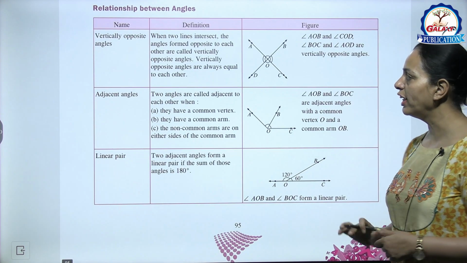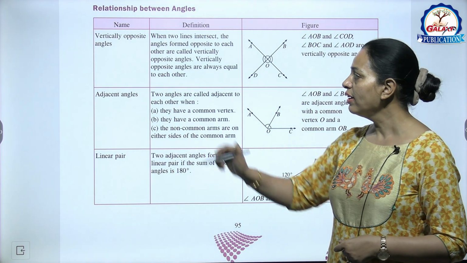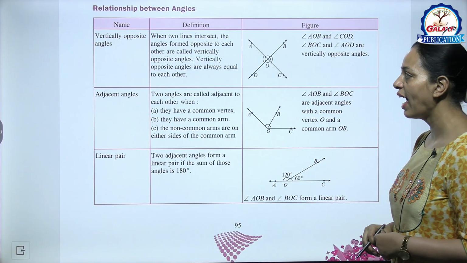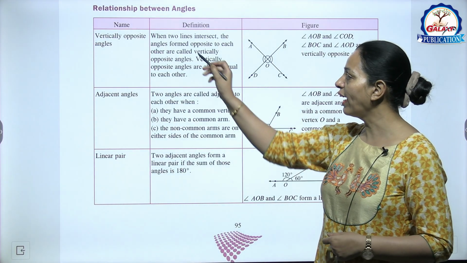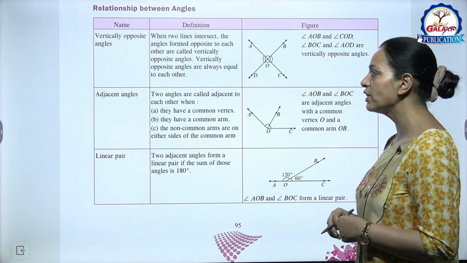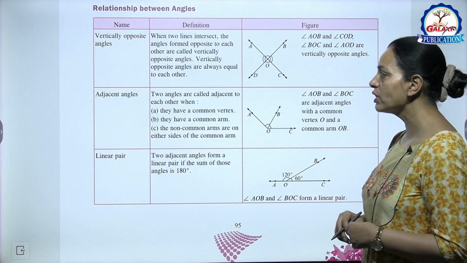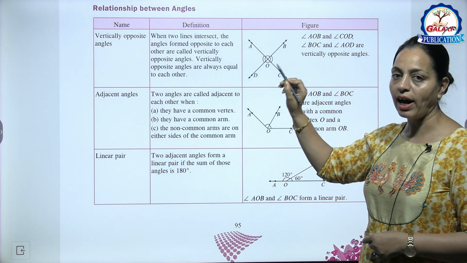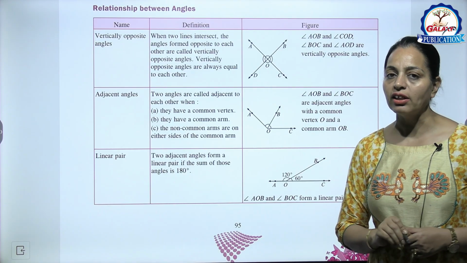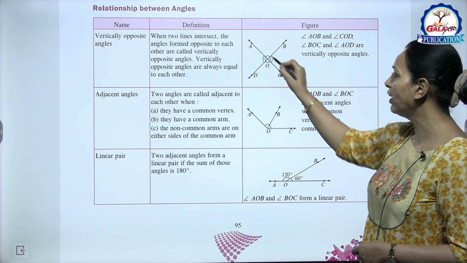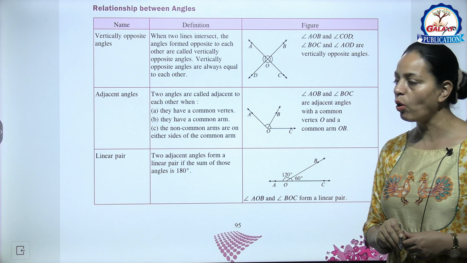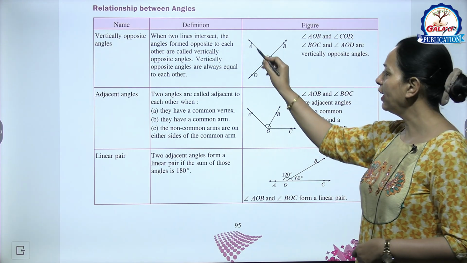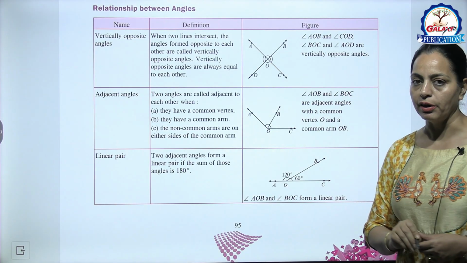Now we are talking about relationship between angles, like here types and here definition and here figure, like vertically opposite angles. When two lines intersect, the angles formed opposite to each other are called vertically opposite angles. Vertically opposite angles are always equal to each other when two lines intersect like this. So we get 4 angles, and the ones that are facing each other are the vertically opposite angles. Here we are having AC and BD intersecting at point O. So angle AOB and angle DOC, one pair, and angle AOD and angle BOC, the other pair, 2 pairs.